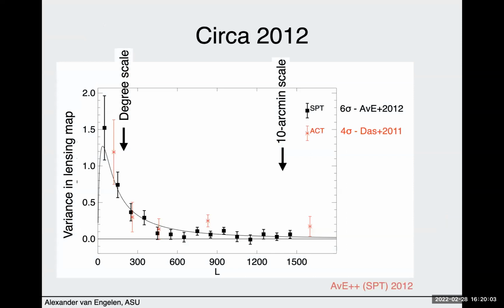Okay. Now I just want to show how much this field has jumped forward. So around the time of my PhD, this is what things looked like. So this is the variance in that map as a function of the inverse of the angular scale. And at the time, the ACT and SPT teams had each measured this at a few sigma.